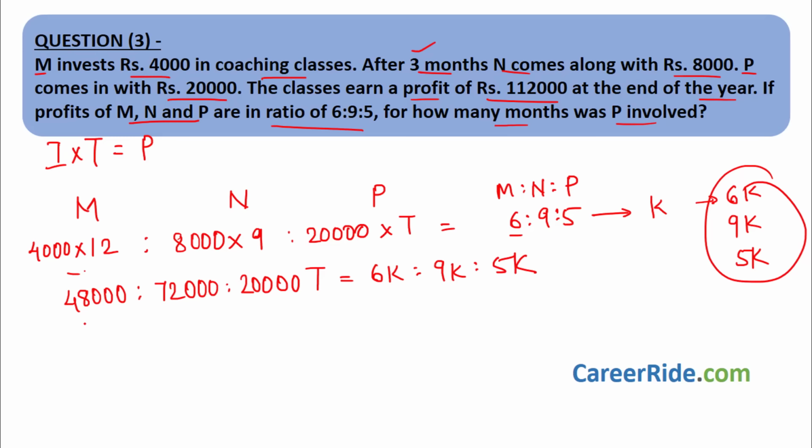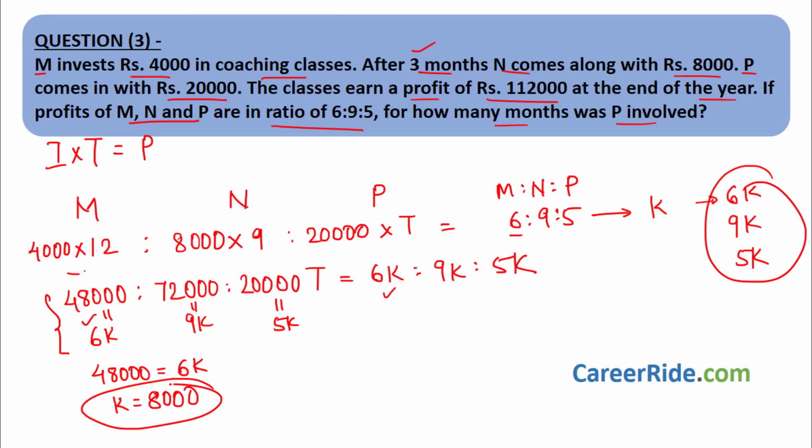Now these are actual values and these are actual values. So we can equate. So we'll have 6K equal to 48,000, we'll have 9K equal to 72,000 and we'll have 5K equal to 20,000 T. First take this one. What do we get? 48,000 would be equal to 6K, therefore K would be equal to 8,000, right? Value of K is 8,000.